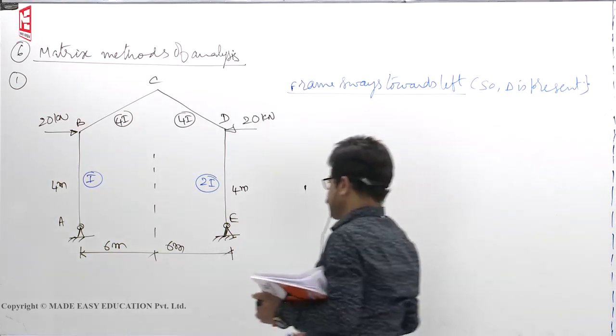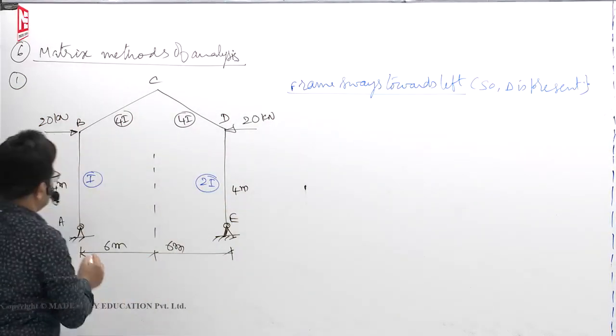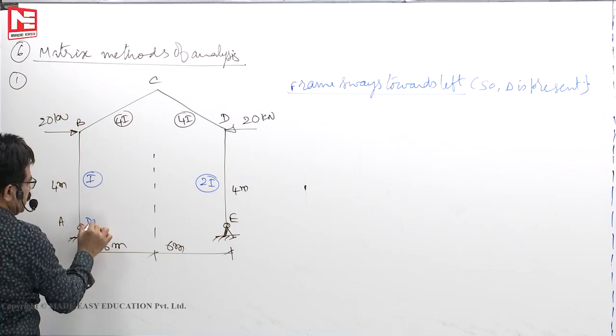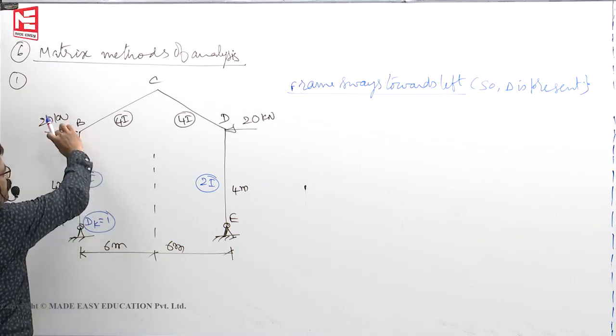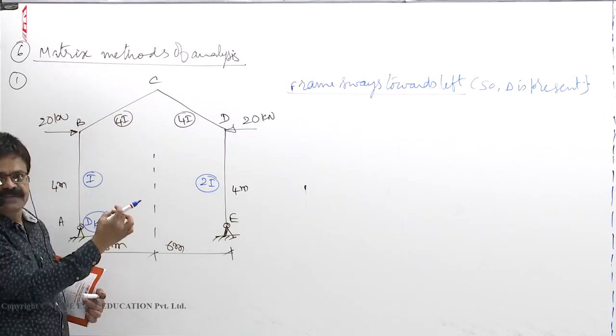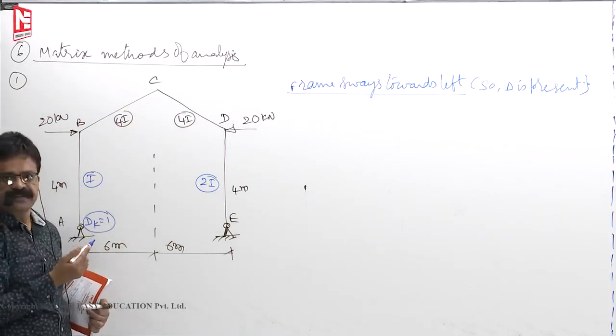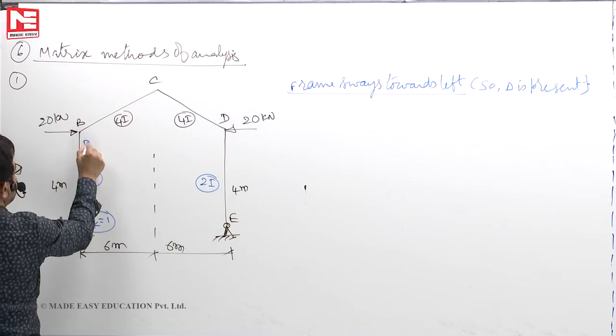So delta is present. Now let us calculate with that. Dk here it is 1. Here it will sway, it will rotate. Vertical deflection is 0 because it is axially inextensible. So here dk is 2.